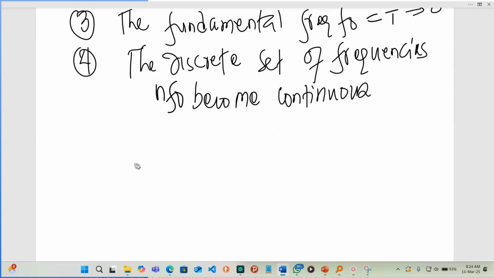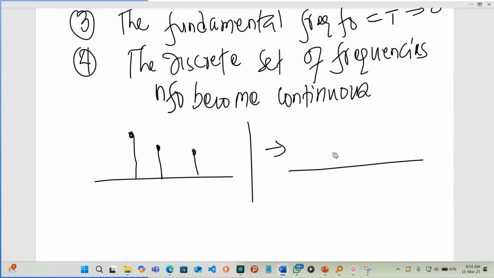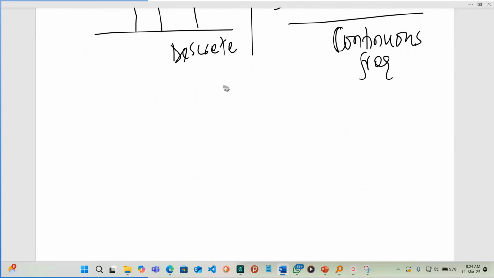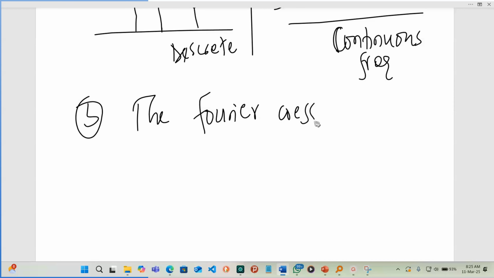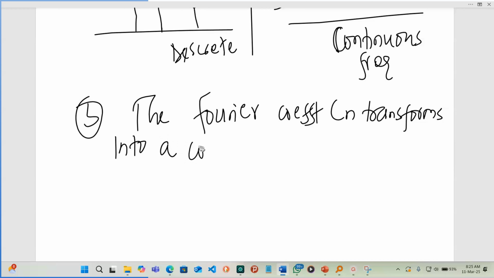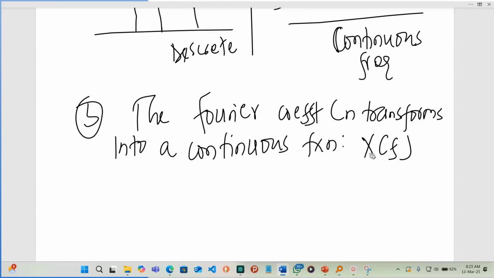We are talking about something like this. Frequencies that are discrete are in this form, so it now changes to frequencies that are continuous. Here, discrete; here, we have continuous frequency. So therefore, point number 5: the Fourier coefficient Cn transforms into a continuous function. So it becomes a continuous function X of f. So this becomes a transform.